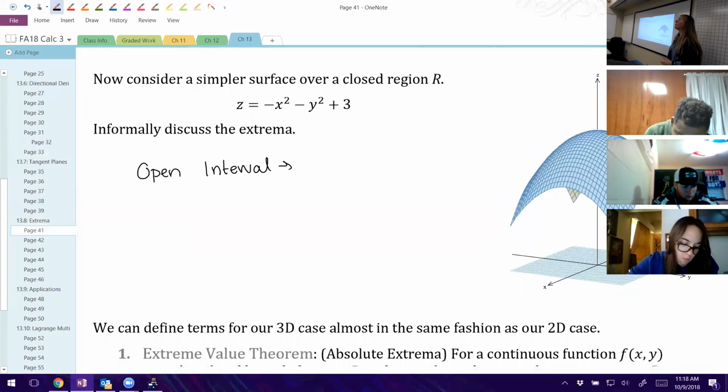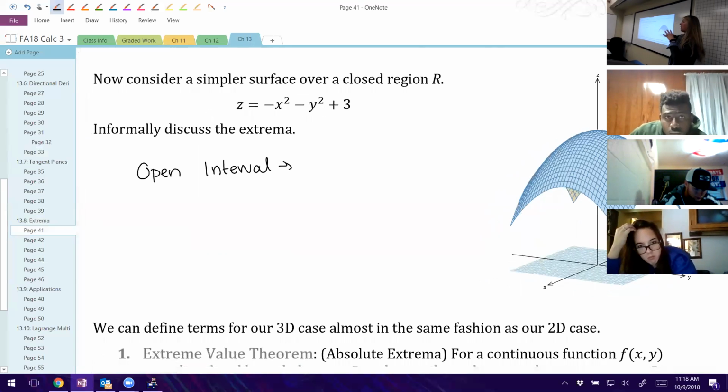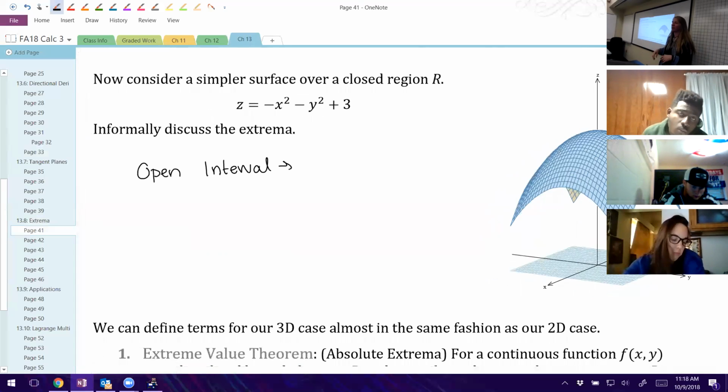In terms of maximum, what does this guy have? Or in terms of extrema, let's be more general. Does this on an open interval have a max? Yeah. Looks like it's right there at the origin. Okay, so we've got an absolute max, probably at the origin.